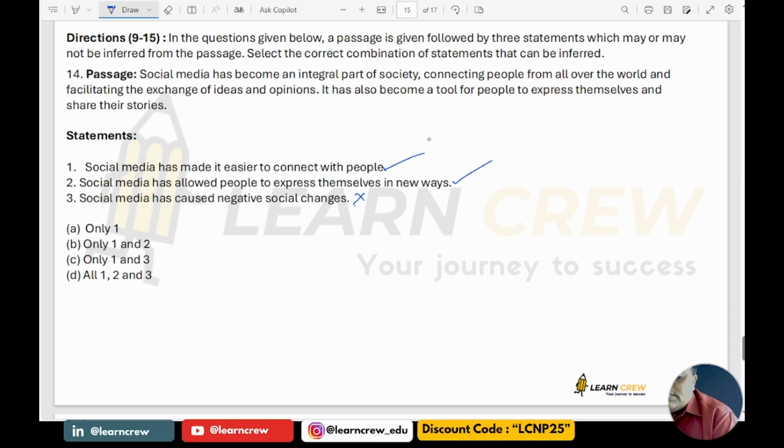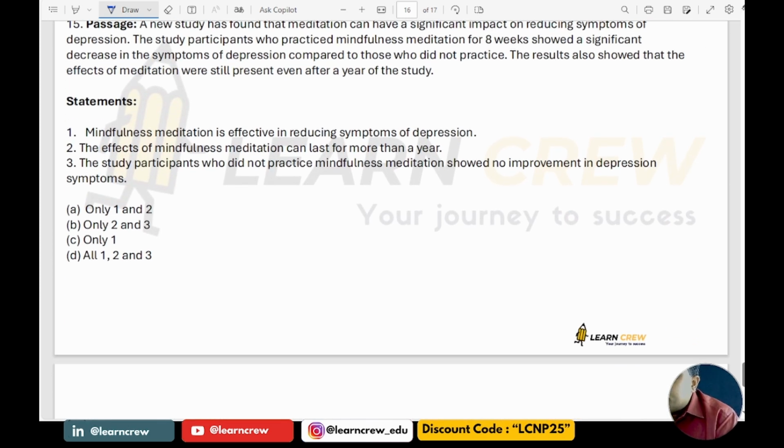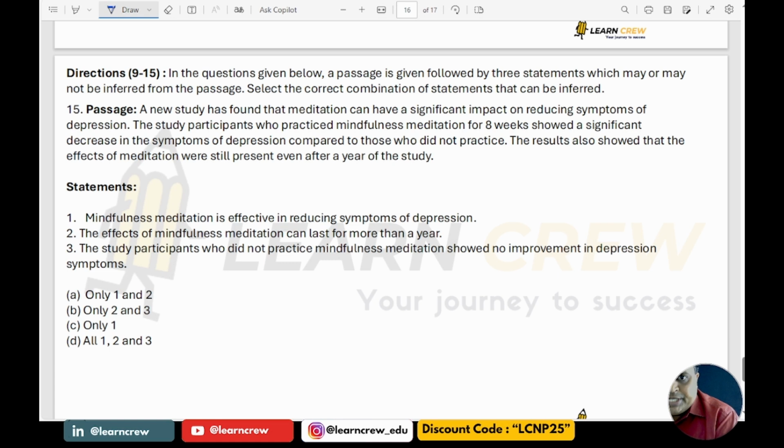What about 2? Statement 2 states that social media has allowed people to express themselves in new ways. It is also supported by the passage, as the passage states that it has become a tool for people to express themselves and share their stories. So here both 1 and 2 are valid inferences from the given passage. So the option is B here. Next, the 15th question and the last question for this sheet.